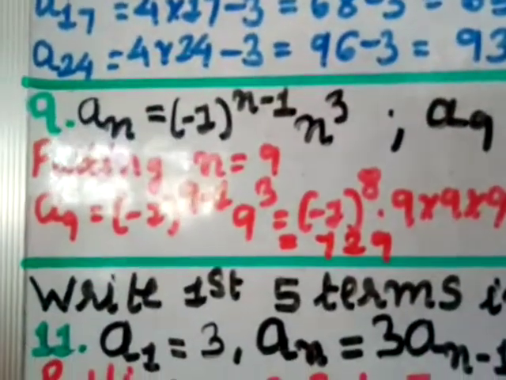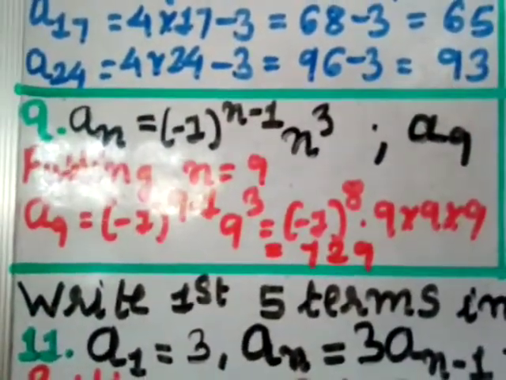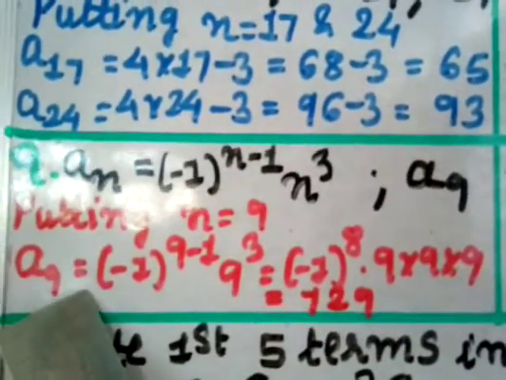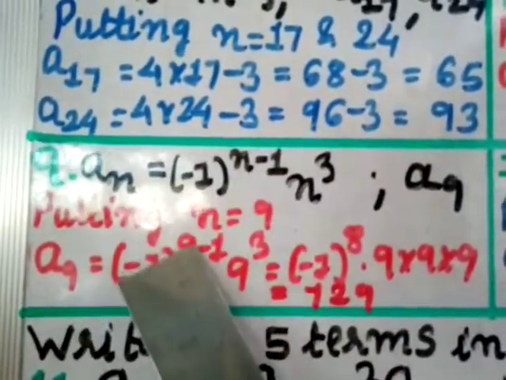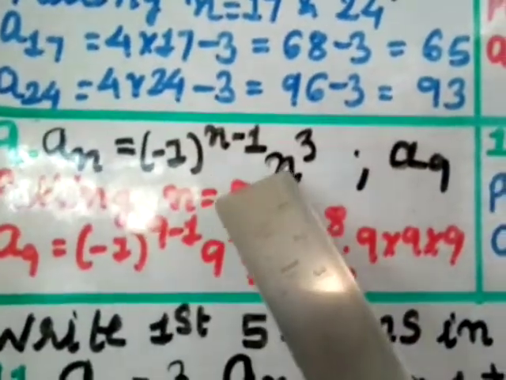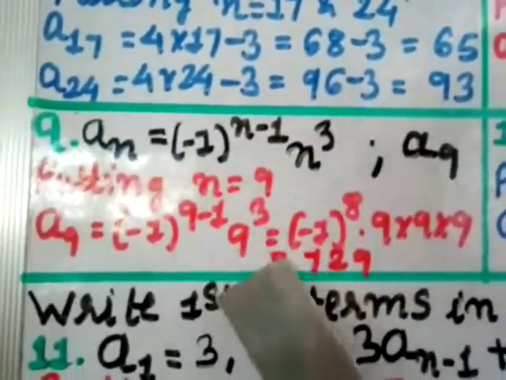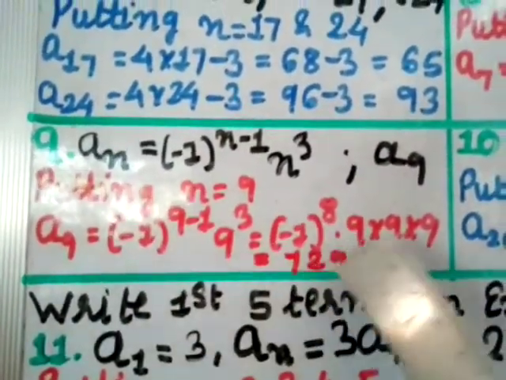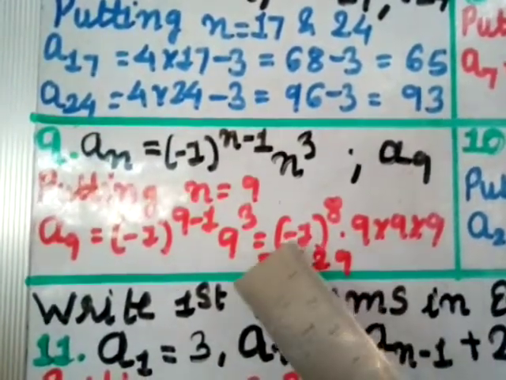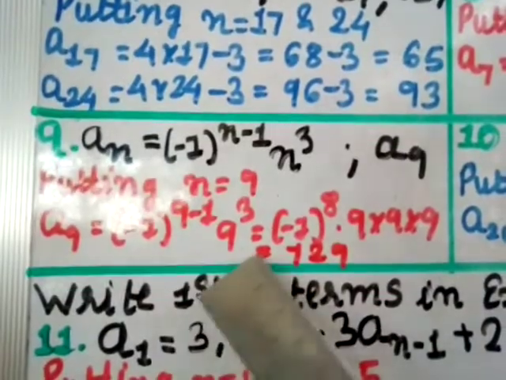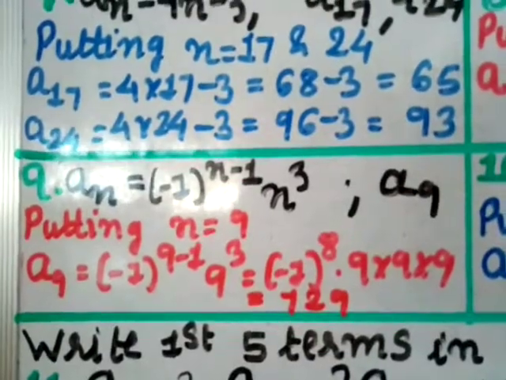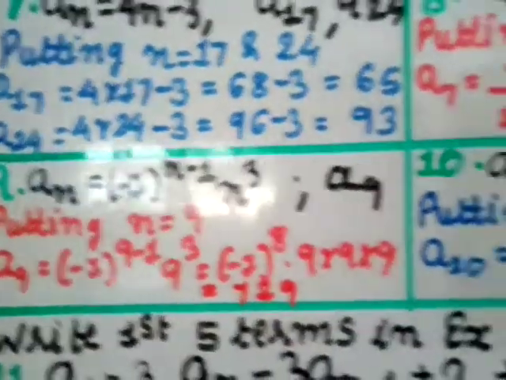Question number 9. The general term an equal to minus 1 power n minus 1 into n cube, and you have to find a9, the 9th term. So put n equal to 9. So a9 equal to minus 1 power 9 minus 1, into 9 cube, equal to minus 1 power 8, and 9 cube is 9 into 9 into 9. Now this is a negative number with an even power, so it will be positive, so there is no negative sign here, and 9 into 9 into 9 will give you 729. So that is the 9th term with the given general term.